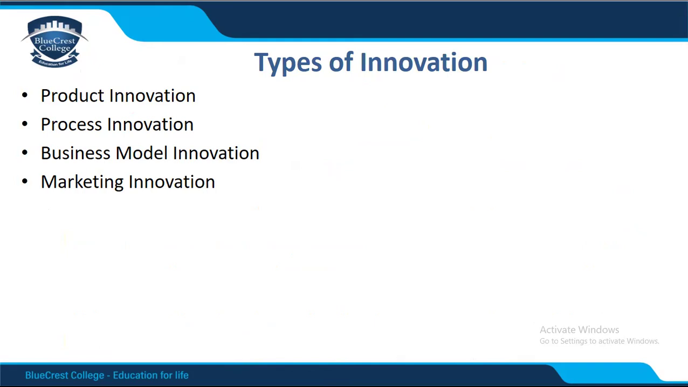You can have product innovation, process innovation, business model innovation, and then marketing innovation. With product innovation, it means you are coming up with a new product altogether on the market. Process innovation means that you are looking at new ways or alternative ways of doing something that is already being done. So that is coming up with a new process, right?